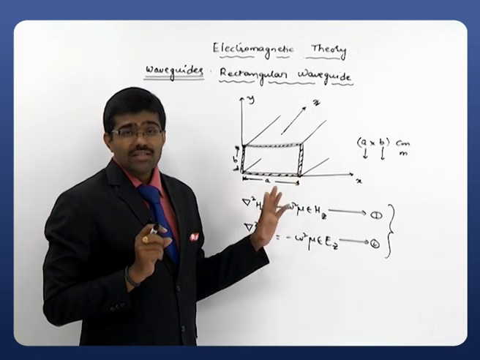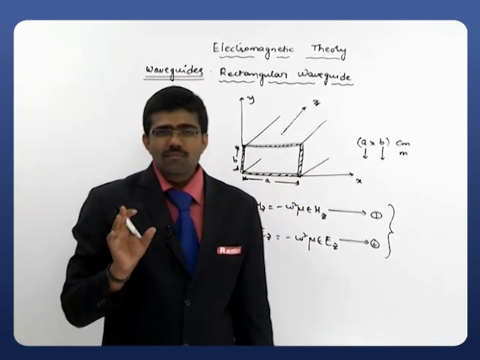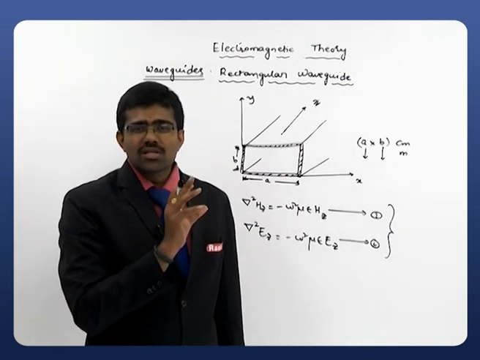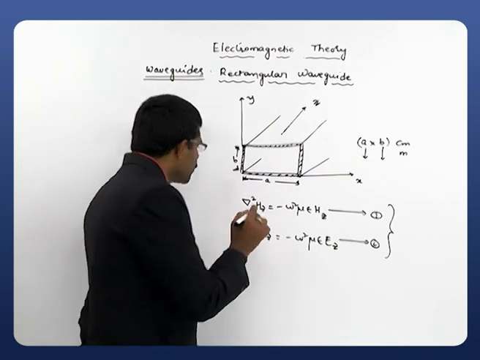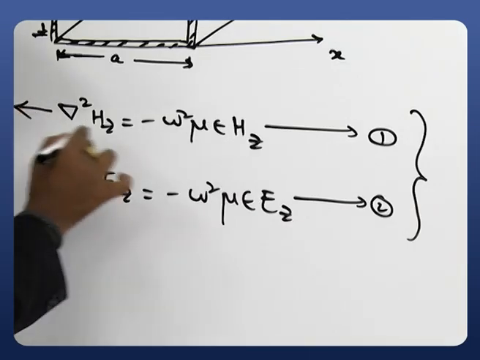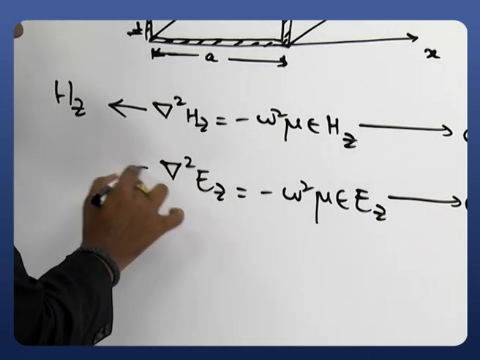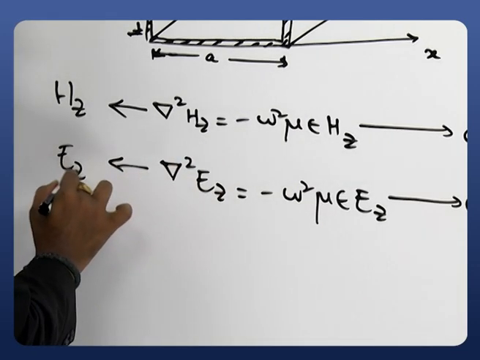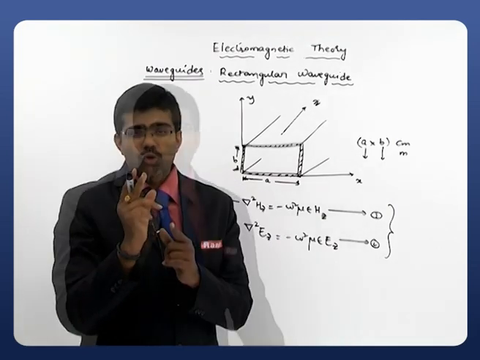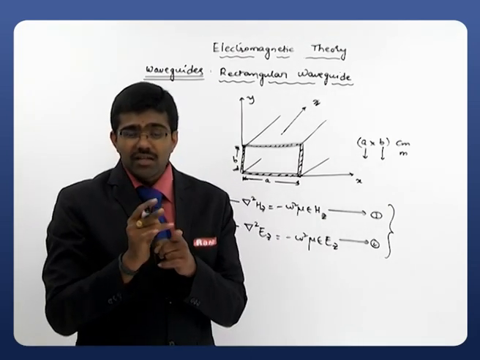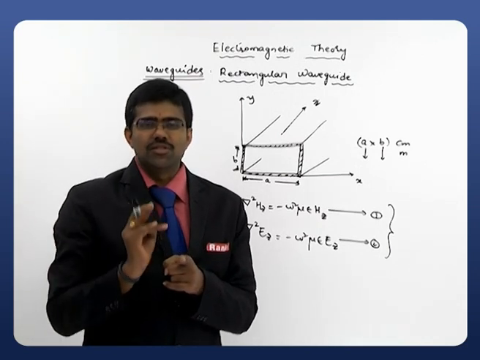Now I have to manipulate these equations. Observe the plot I am taking. I have to manipulate these two equations and get the solution for them. When I solve this one, I will get the pure Hz equation, and if I solve the other, I will get the pure Ez equation. So I have two components of the electromagnetic wave: one is E in the direction of z, Ez, and the other is the component in the direction of z, Hz.